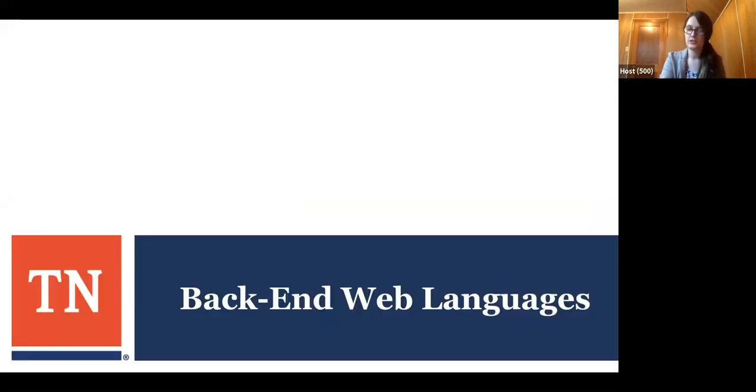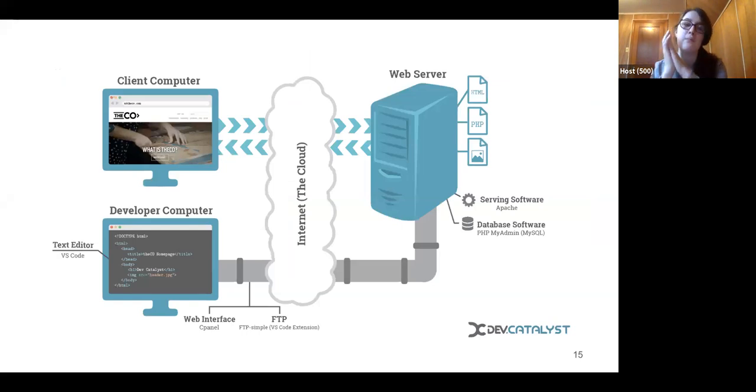So back-end web languages are what is actually making a website function. This is a chart that we throw in our curriculum to illustrate how a website communicates with the web server and the developer computer. So you've got your client, this is who is accessing your website. And what they do is they hop into their browser, which is Google Chrome, Safari, Firefox, what have you. And the browser is basically like the interpreter of all of your code.